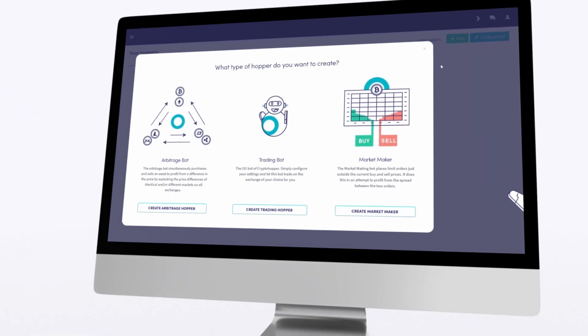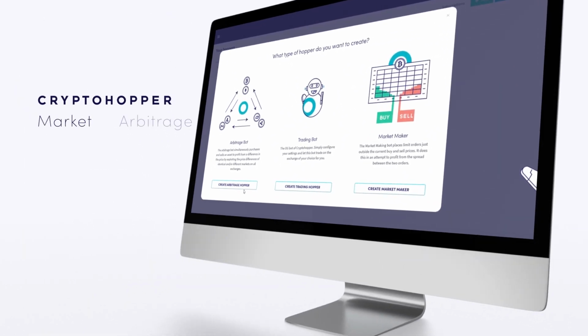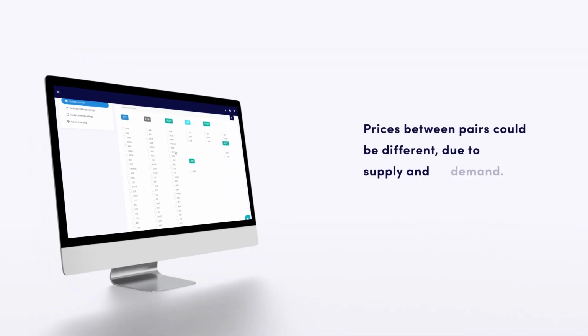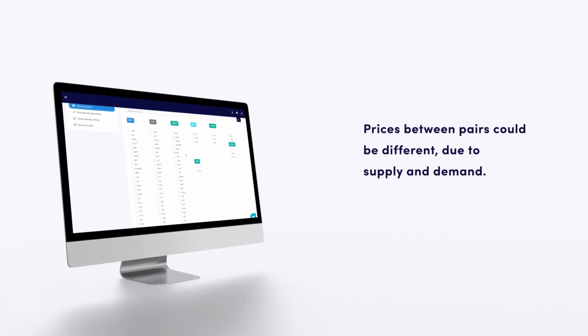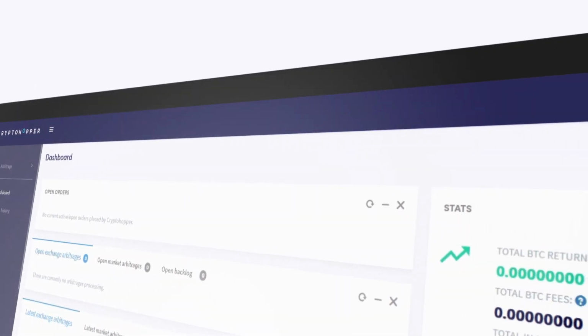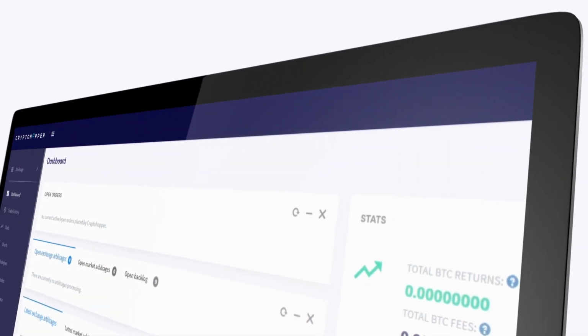Want to benefit from price differences between pairs? Our market arbitrage tool is your way to go. Prices between pairs can be different due to supply and demand. The result of this is that you can make use of those price differences by quickly trading between pairs.